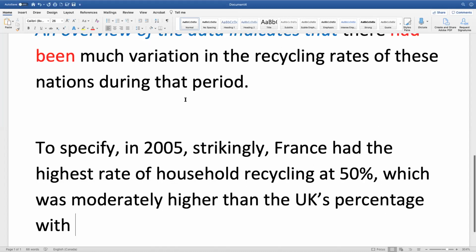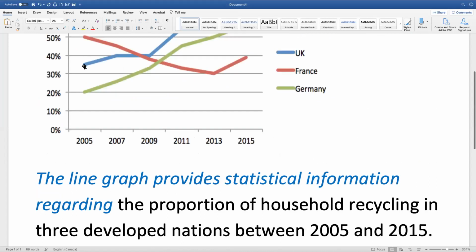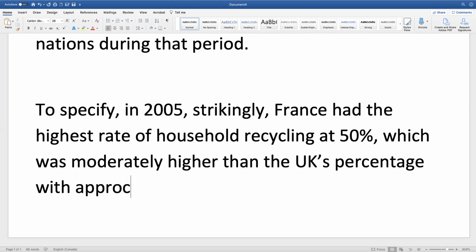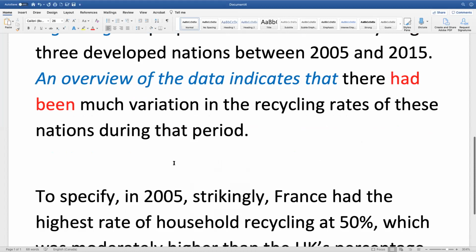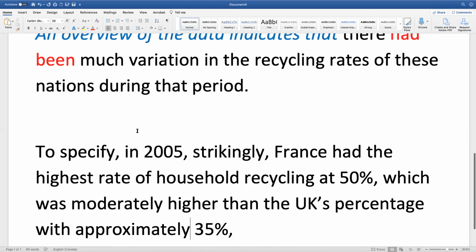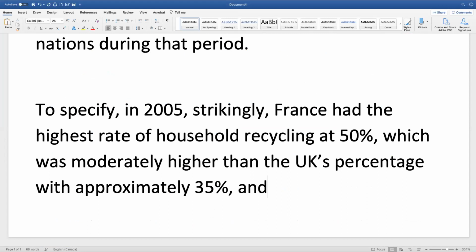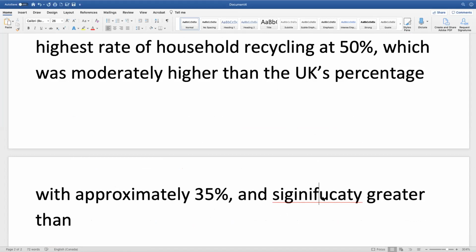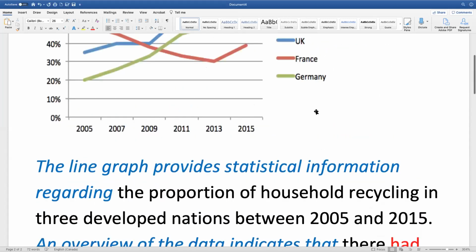With approximately 35%. And we can compare it to the next one, 20. And significantly greater than Germany.